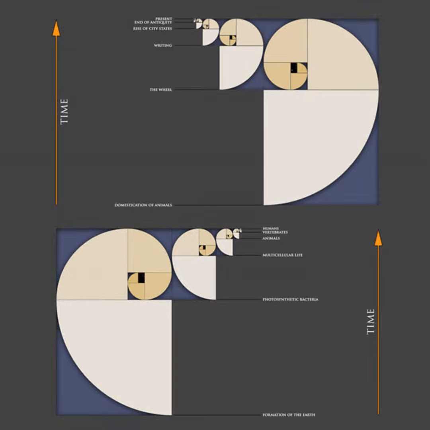I would love to hear what you think about it, how you've used the golden ratio, and have you ever thought about using that in time?